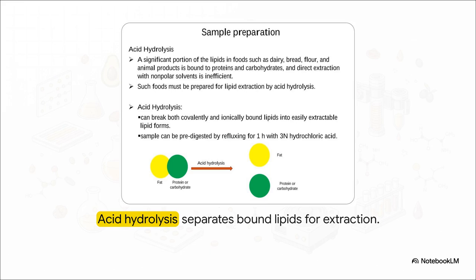But physical chopping isn't always enough. In foods like dairy, bread, and animal products, lipids are actually chemically bound to proteins and carbohydrates. They're locked in tight, so a process called acid hydrolysis is required here. By refluxing the sample with hydrochloric acid, we can literally break those strong covalent and ionic bonds, freeing the lipids into an easily extractable form.